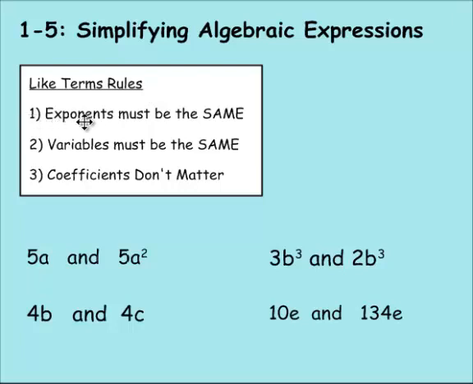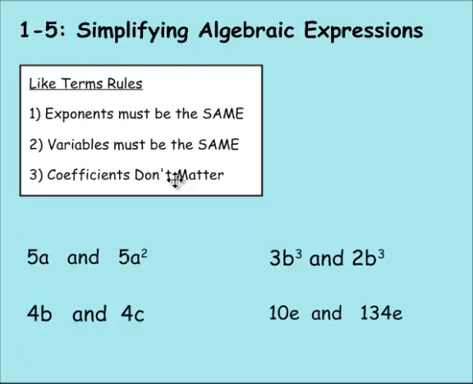Rule number 1, their exponents must be the same. Here we have a second power, we have an exponent of 2, and we have no exponent. That's not the same. These would be the same over here. Variables must be the same as well. So meaning that A is one kind of variable, B is a different kind of variable. So if you have an A and a B, or a B and a C in this case, that would not be like terms.